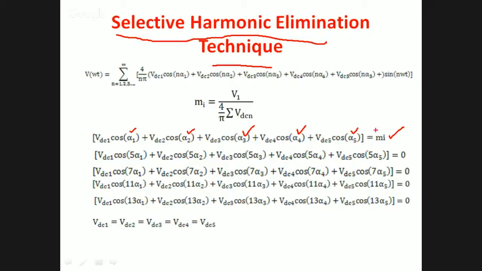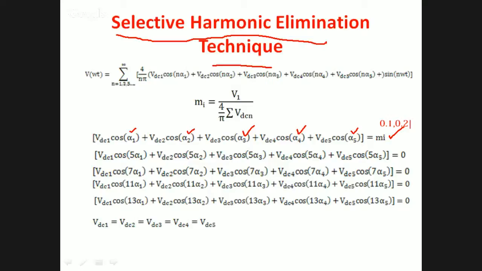Okay, this mi, I can just fix it. My modulation index: I know the fundamental voltage which I want, and if I know all the DC inputs, I can fix this modulation index. It may be 0 to 1, it may be 0.1, 0.2, 0.3, I can have any values. This modulation index may be 0.1 or it may be 0.2. So different values I can have here. My modulation index, I can vary it.